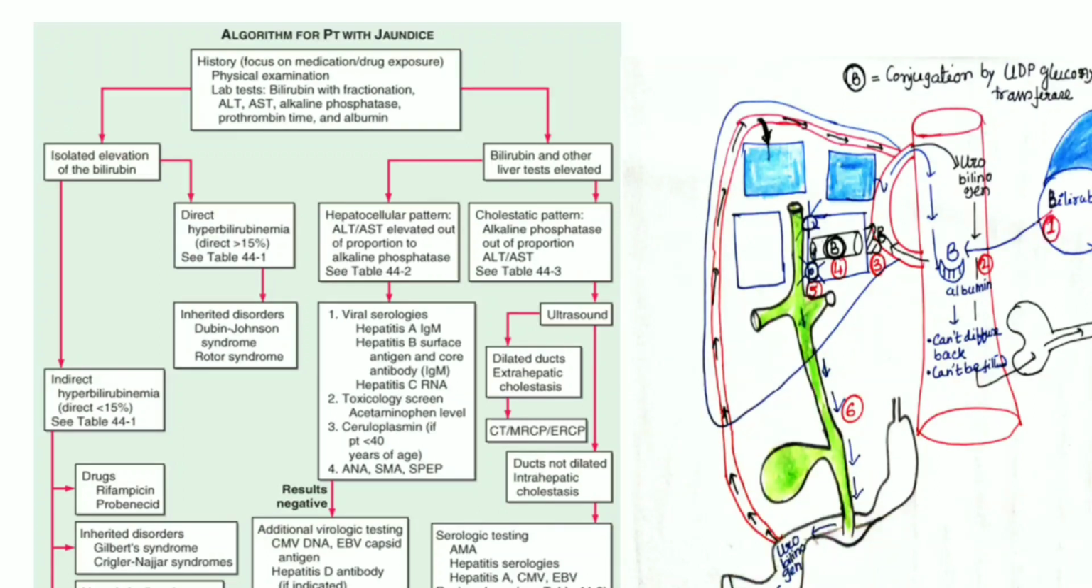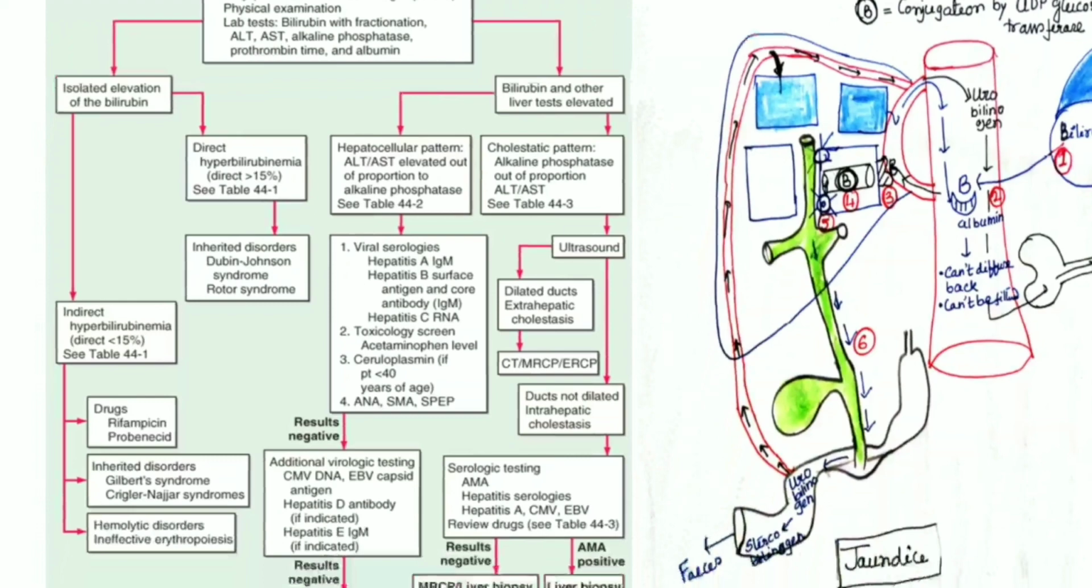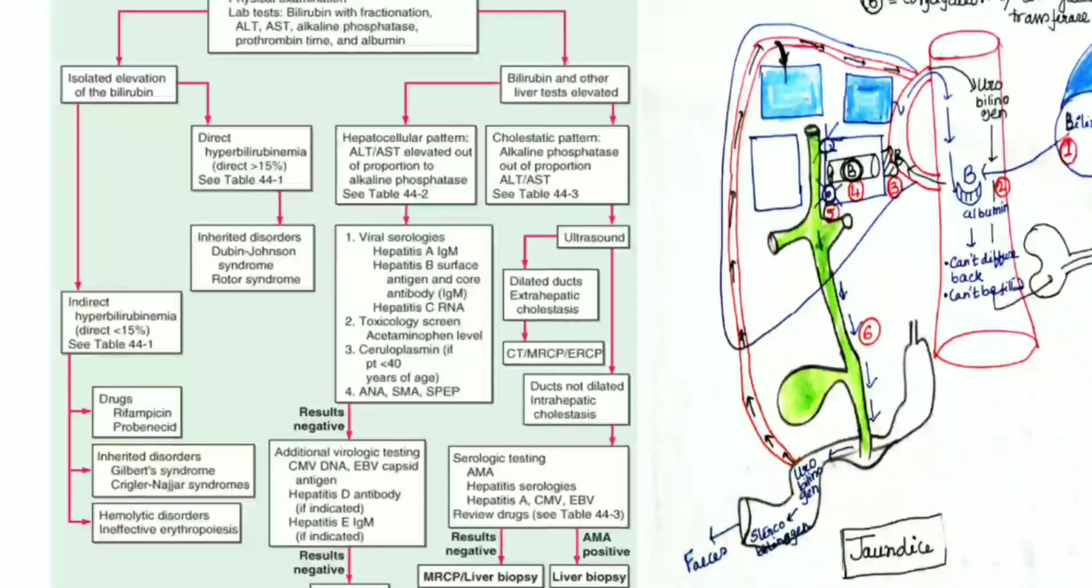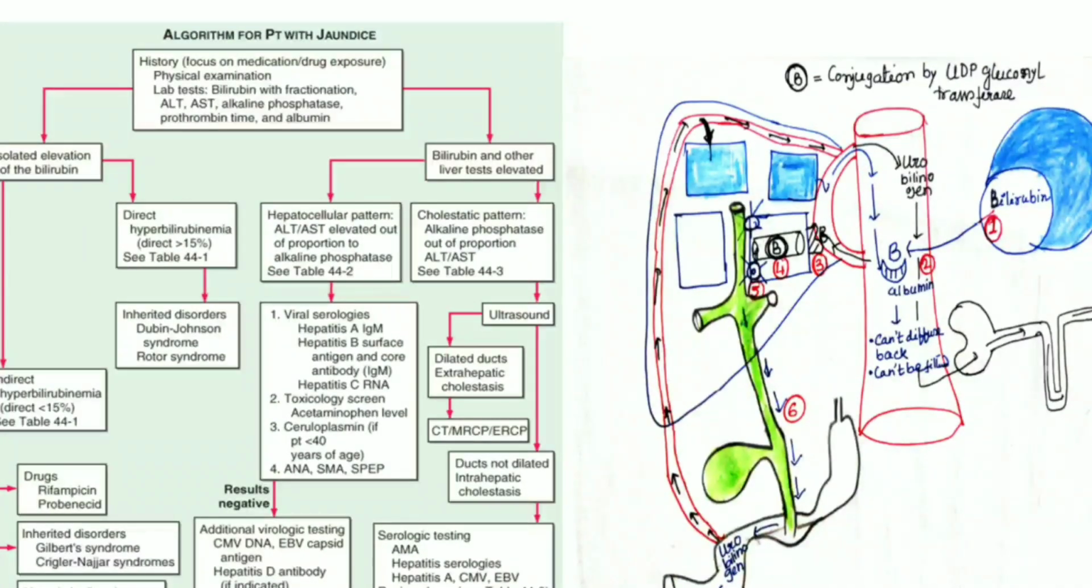Now if it is indirect, where only the bilirubin level is changed and the liver function test is not affected, then you have to look for drugs like rifampicin, Gilbert syndrome, and hemolytic anemia. Now if bilirubin is raised as well as the liver enzymes like AST, ALT, or alkaline phosphatase, then you have to look for something else.